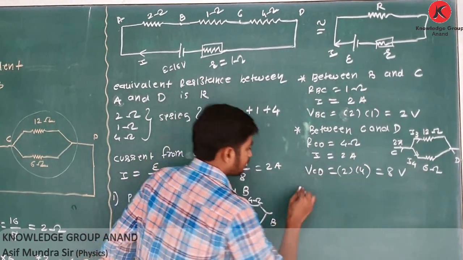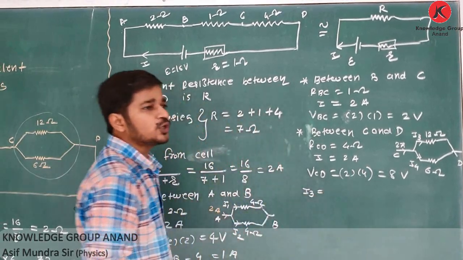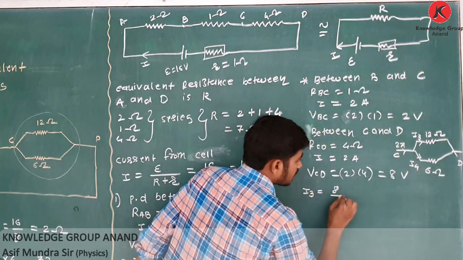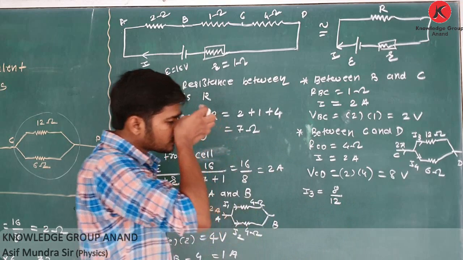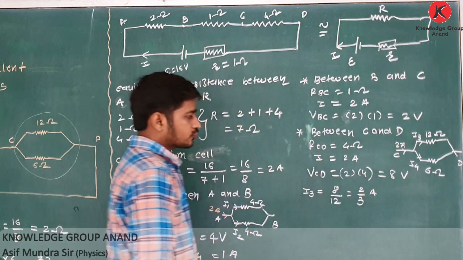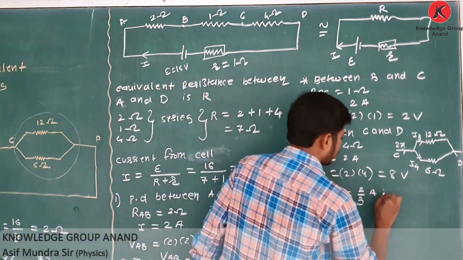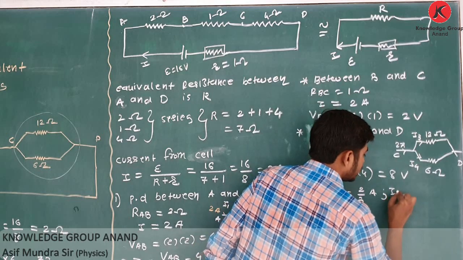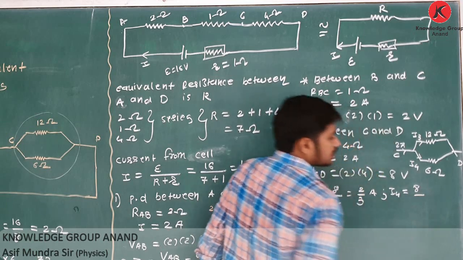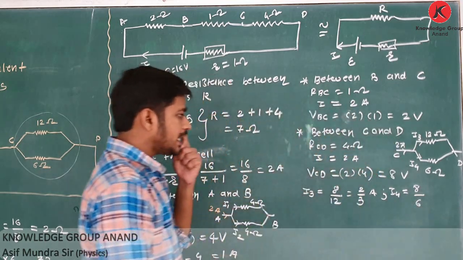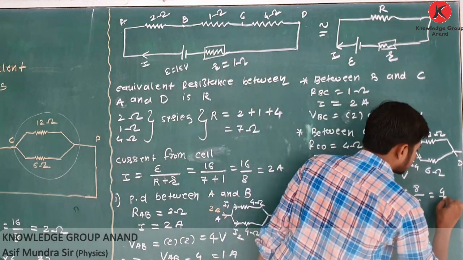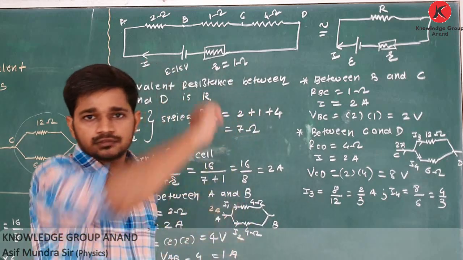Then how to find I3, the current flowing through it? Current is equal to potential difference upon resistance. Between two ends, the potential difference is 8 and the resistance is 12. Yes or no? Then it is 2 by 3 ampere. What about I4, the current flowing through this 6 ohm resistor? The potential difference across this resistor is 8, the resistance is 6, so it is 8 by 6, which means 4 by 3. Clear about this?